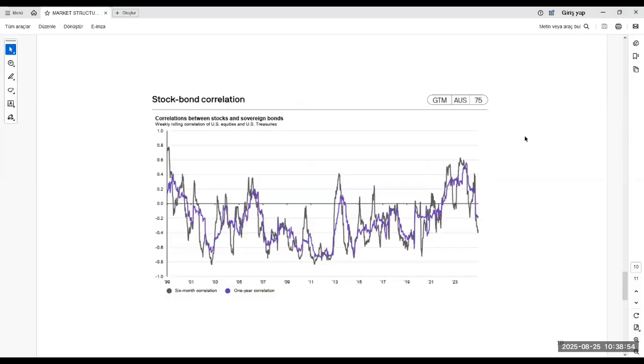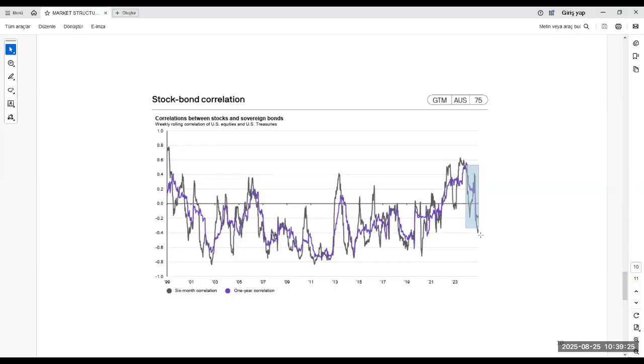And stock-bond correlation, I should give this picture to you as well. The correlation between stock and sovereign bond markets: stock and bond markets almost have the same direction, because if risk appetite is increasing, everybody who loves stocks buys stocks, but institutional investors buy bonds. In any case, there is an increase in demand for both stock and bond markets.